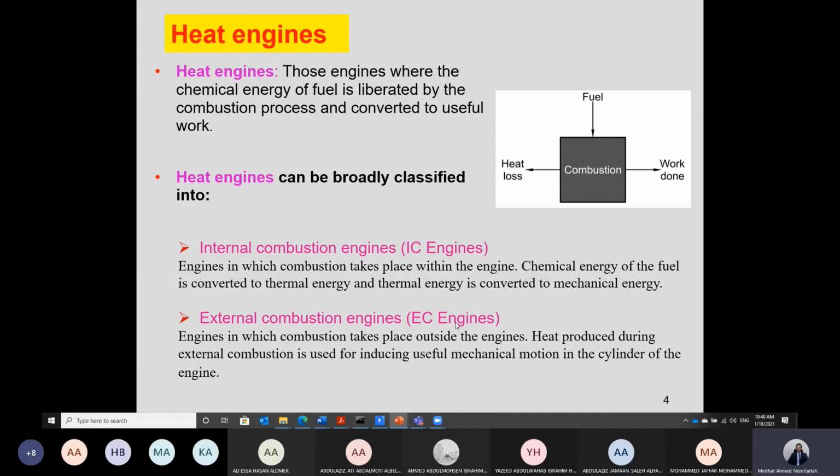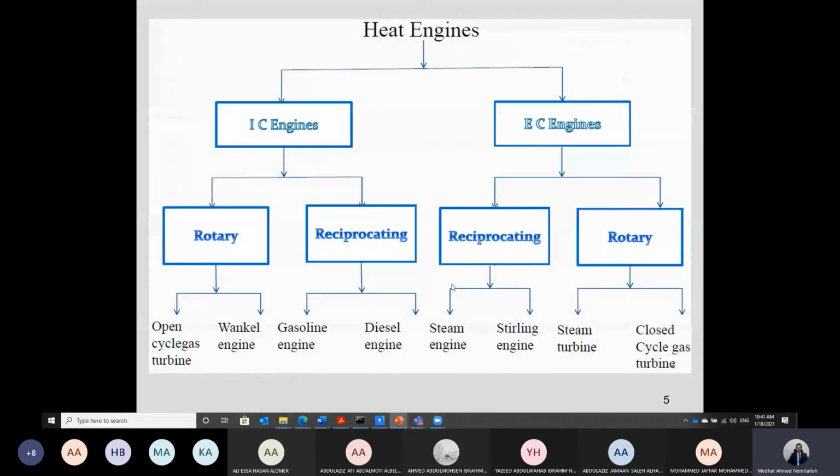We don't have any kind of working fluid in this case. But we have another kind of heat engine, which is called the external combustion engine, in which the combustion takes place in one unit, and then we can generate the shaft power in another unit. So the heat engines are classified as either internal combustion engines or external combustion engines.